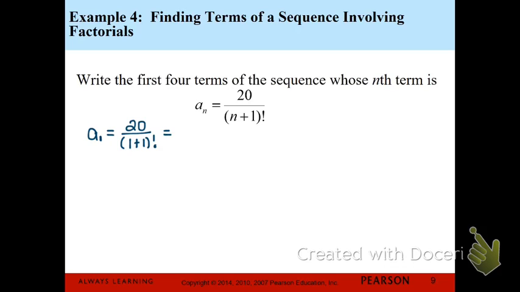Okay, so on top we just have a 20. Over on bottom, what's 1 plus 1? 2. So we got 2 factorial. So then we got 20 over. Remember, the factorial means start at that integer and multiply it times every number down to 1. Well, it's only 2 factorial, so it's going to be 2 times 1. Multiply what's on bottom. 2 times 1 is 2, and then divide. What's 20 divided by 2? 10.